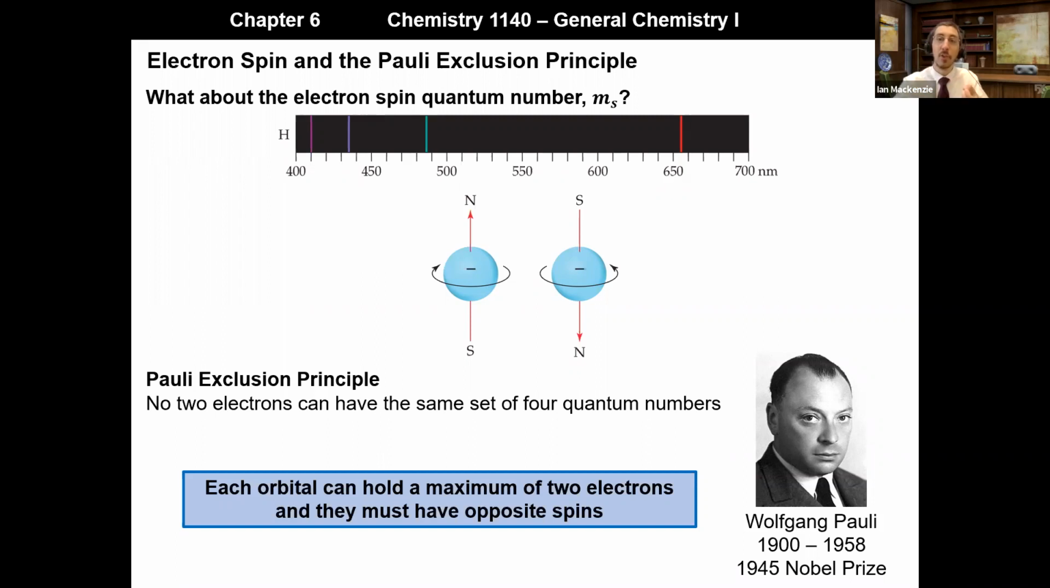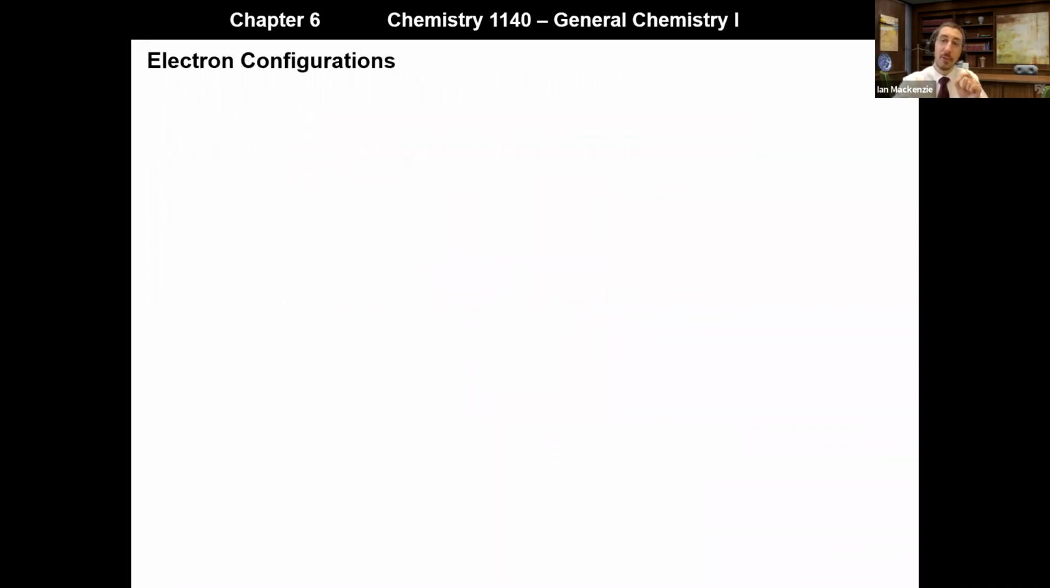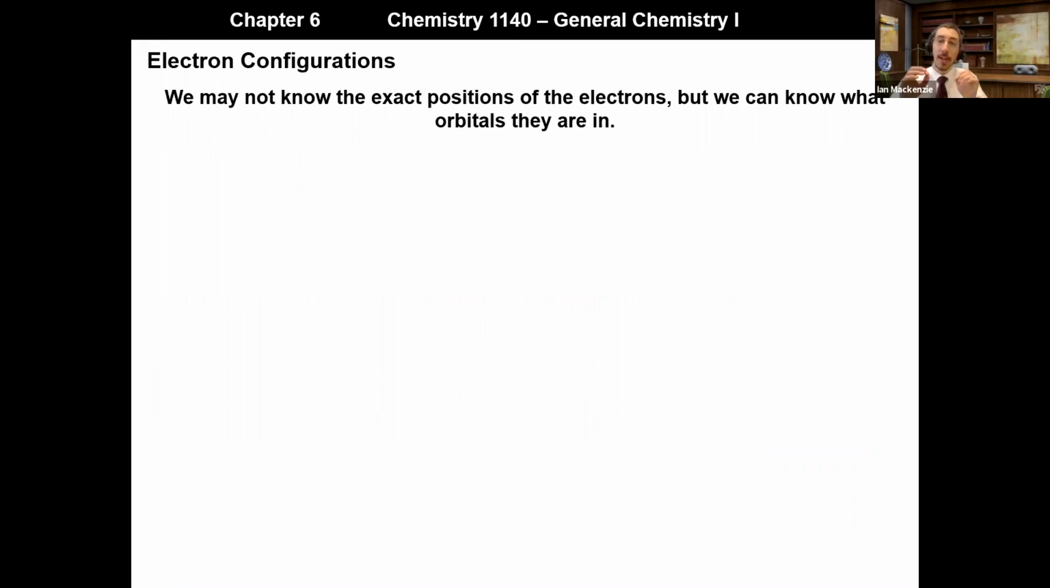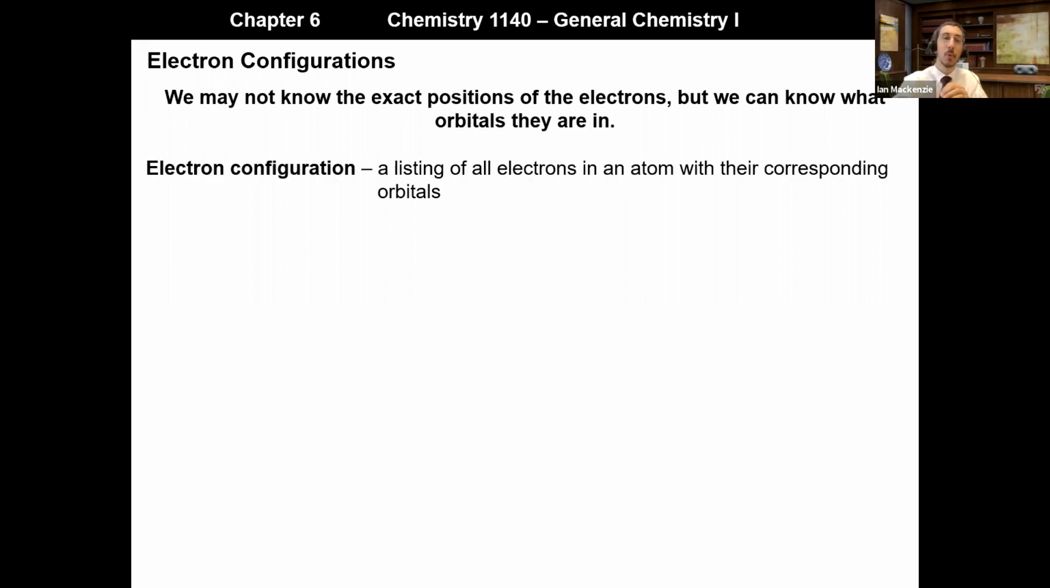What does this allow us to do then? What this allows us to do is write a description of the actual position of the electrons. So we may not know their exact positions, right? That comes from the Heisenberg uncertainty principle. But we can know what orbitals those electrons are in. And so the way that we do this is by writing something known as an electron configuration. And if you are terrified, having heard that term before and not having understood at all what it meant, I will try to make it very simple as we go along.